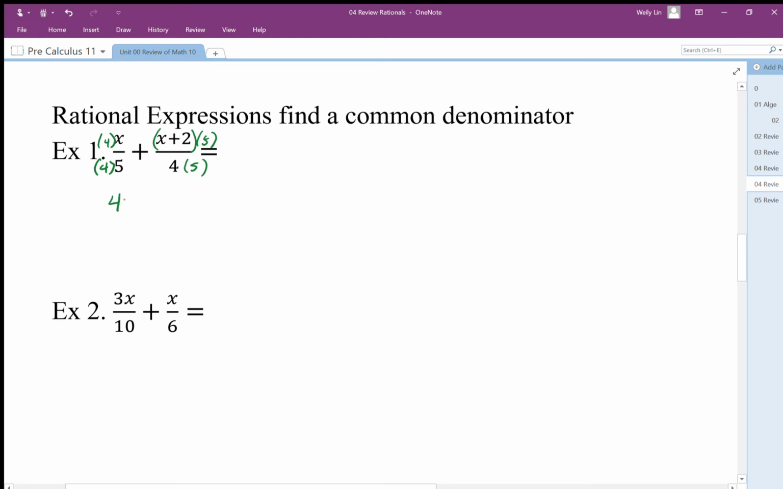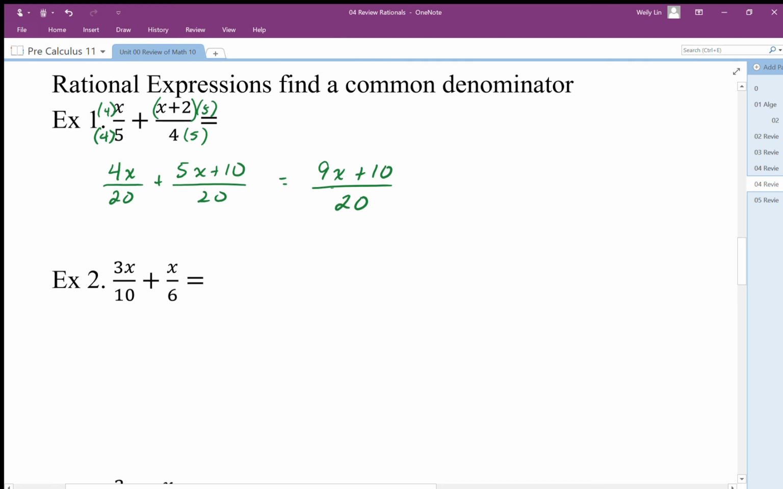So we end up with 4x over 20 plus, and I'm going to expand this out. This becomes 5x plus 10 all over 20. So these are the same original fractions. Now with the common denominator, I can count the numerator the same. So these x's I can group together as 9x plus 10 over the common denominator of 20.